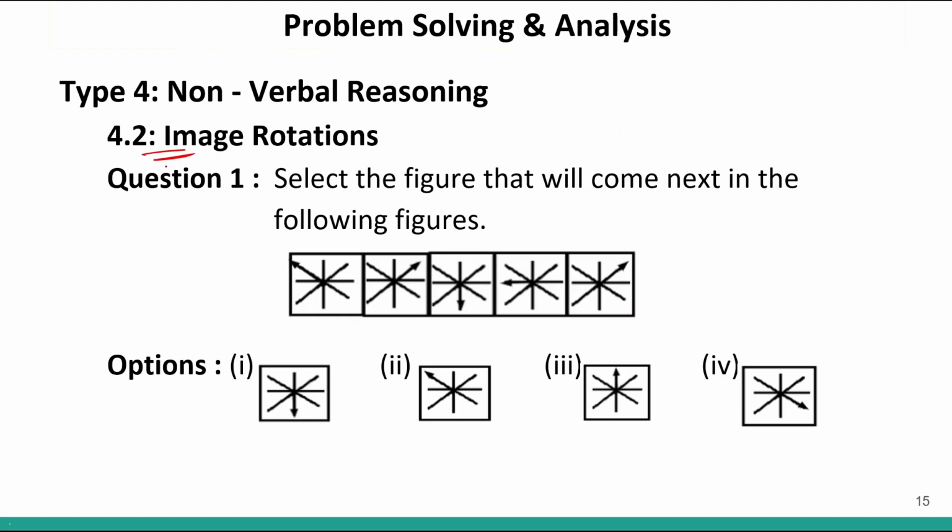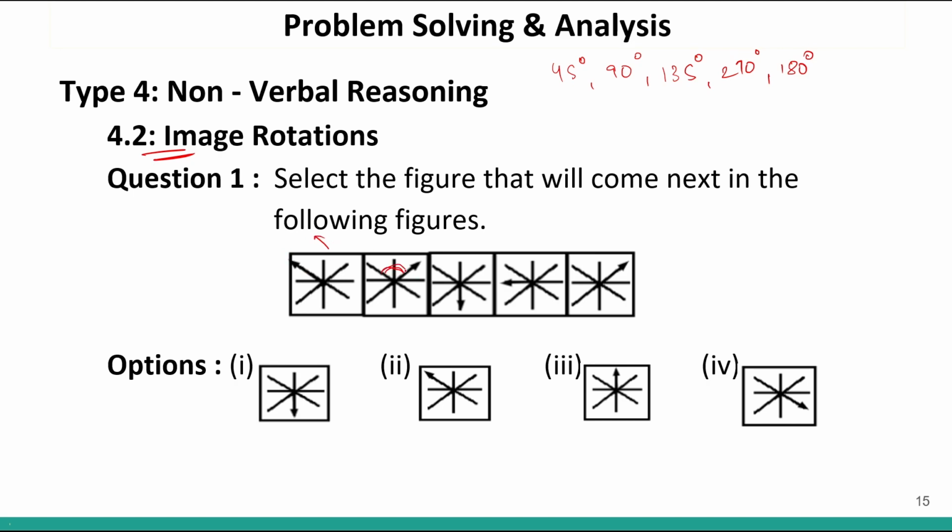Image rotation. Type 4, 4.2. Image rotations. Image rotation basically deals with rotation. Rotation means 45 degree, 90 degree, 135 degree, 270 degree, or 180 degree angle rotation, and so on and so forth. So this is what we do in image rotations. Now if you look at this question, over here the arrow is facing this direction.